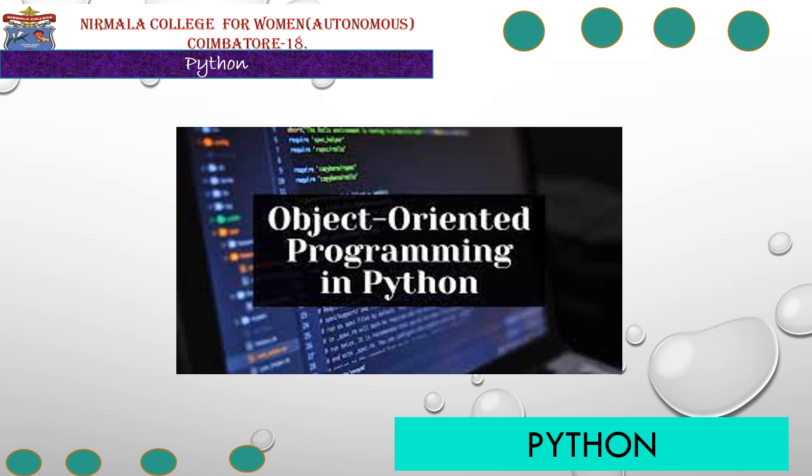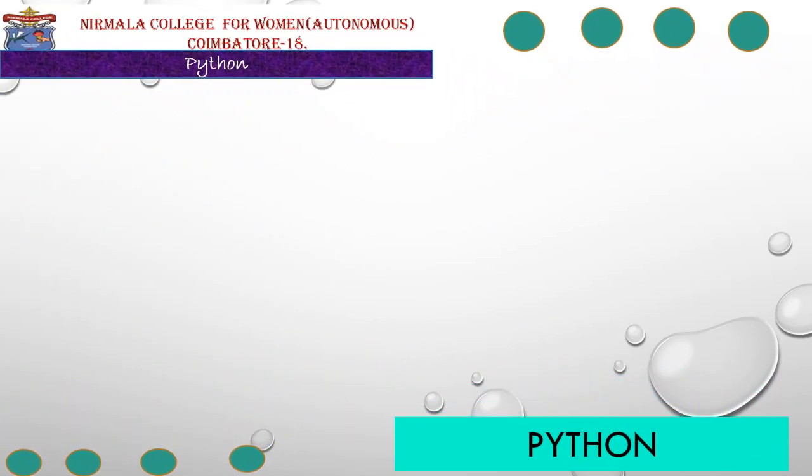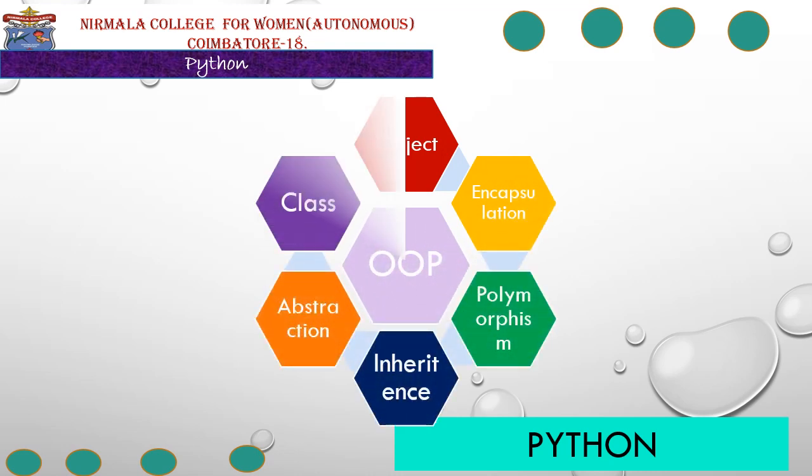We can see about object-oriented programming in Python. So this is the general OOPS concept that Python belongs to. It has class, object, encapsulation, polymorphism, inheritance, and abstraction.